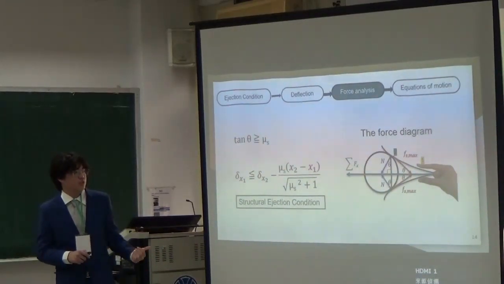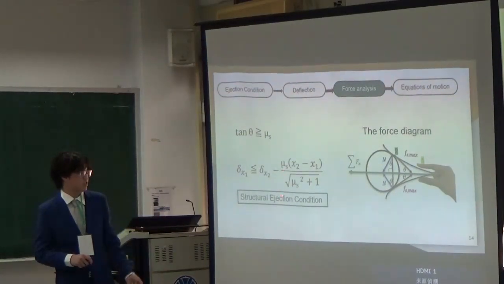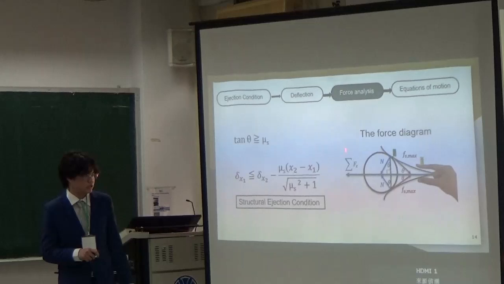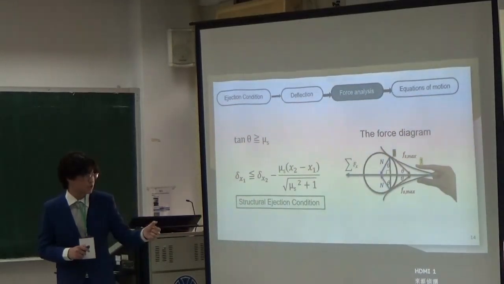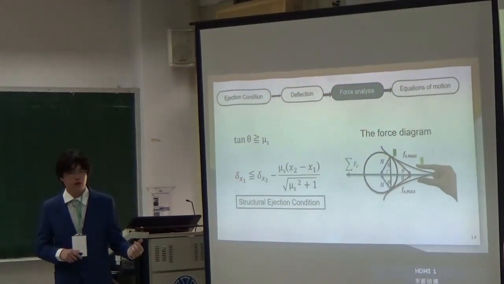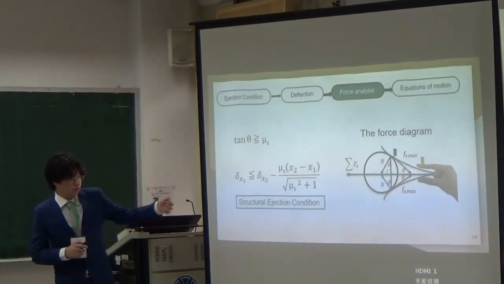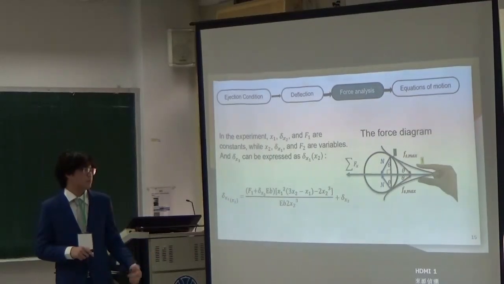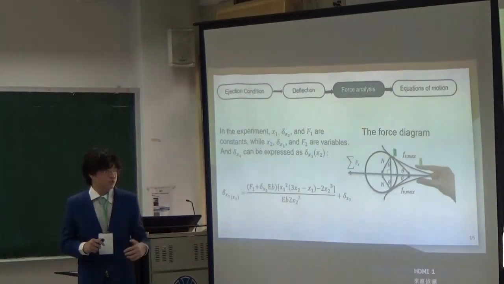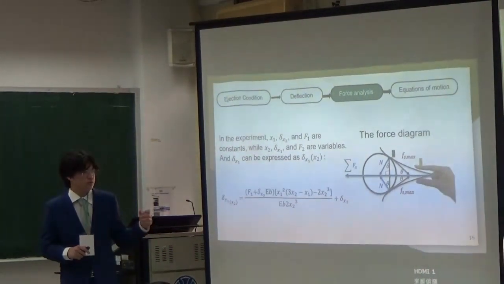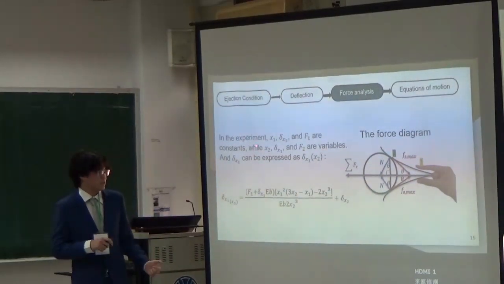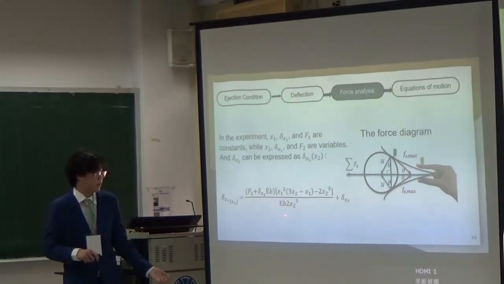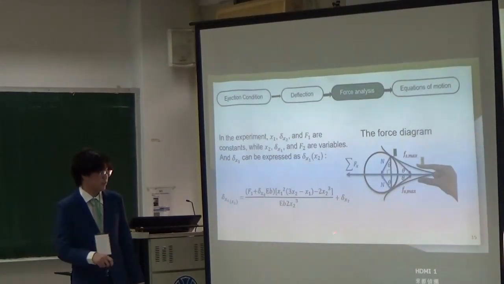After I substitute the value of tangent theta into my equation, I get this equation, which means if I substitute the value of x1, the point where I apply my force, I can get delta x1, which means how deep I should apply my force. In our experiment, x2, delta x1, and F2 are all variables, but we can write them all as functions of x2. We can use x2 to describe it, and this is the change of delta x1.